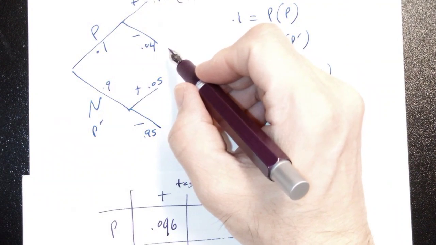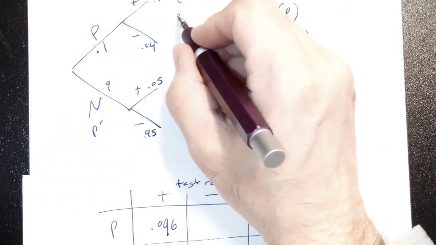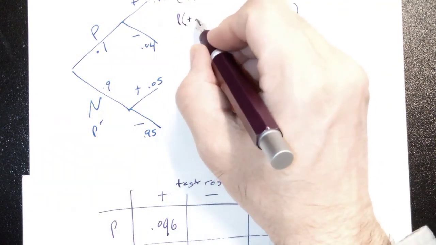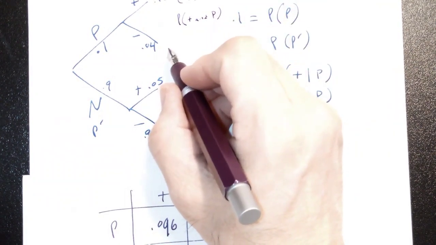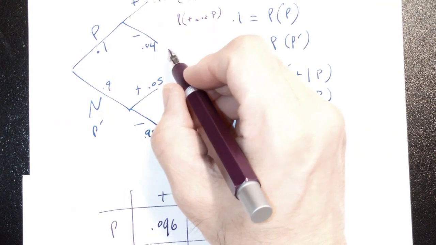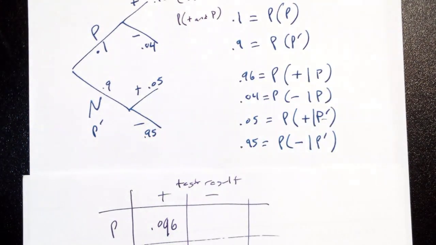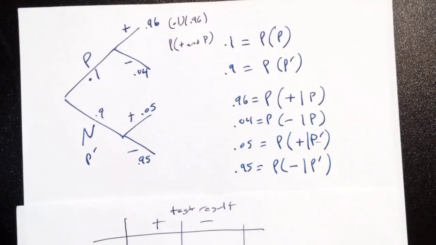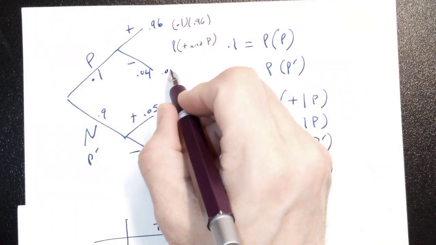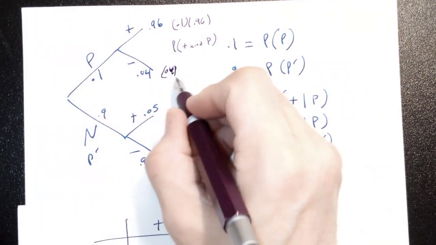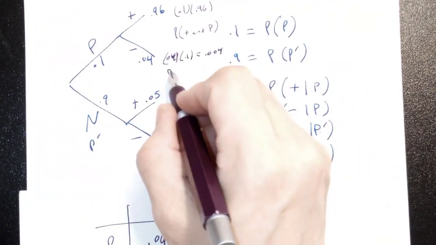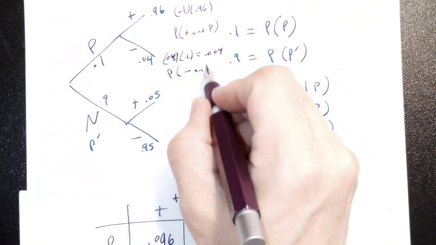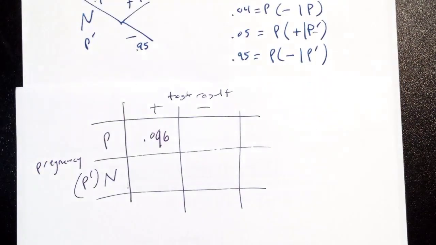The end of this branch. First of all, what's the number? Second of all, what probability does it represent? If you are pregnant, aha. Probability of negative and pregnant. Wait a minute. Down here, where's that number go?